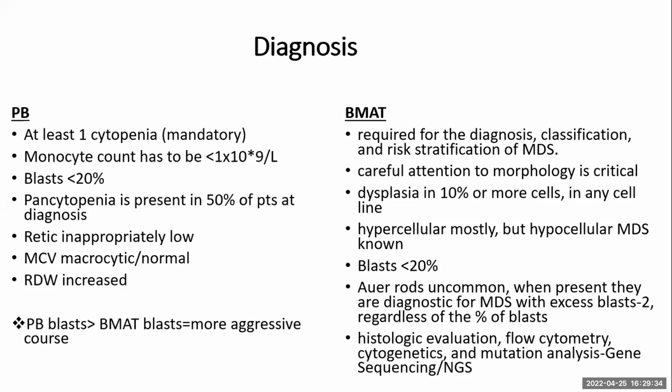And then on histologic evaluation, flow cytometry, cytogenetics, mutational analysis, gene sequencing, whether by Sanger sequencing or commonly these days by next generation sequencing, is quite important as well in terms of diagnosis, prognostication, and choosing the appropriate treatment.